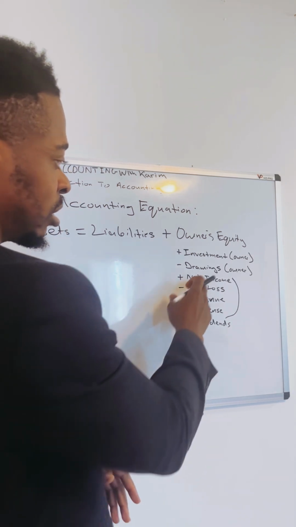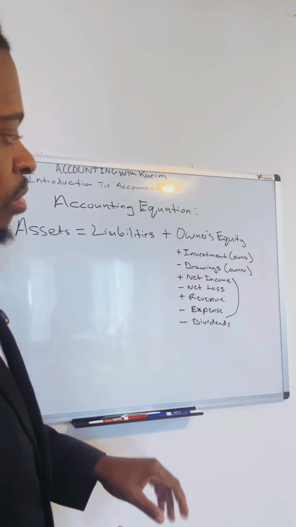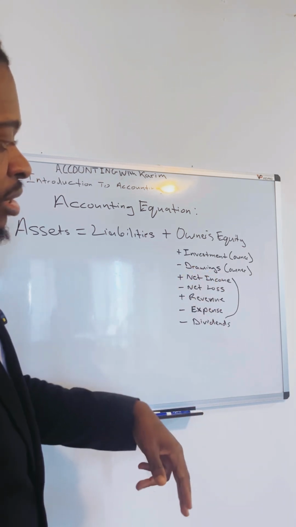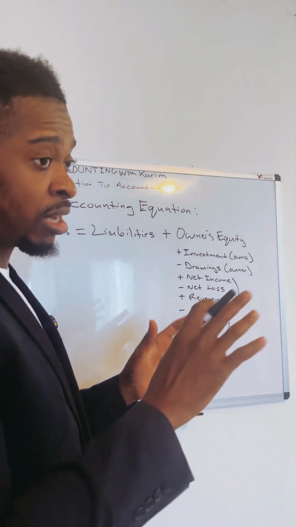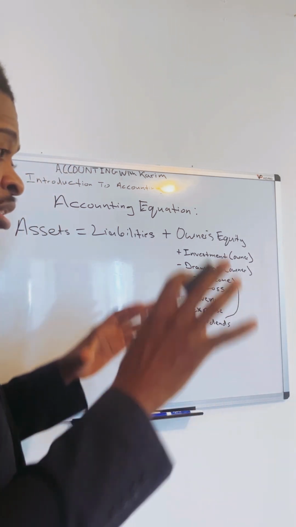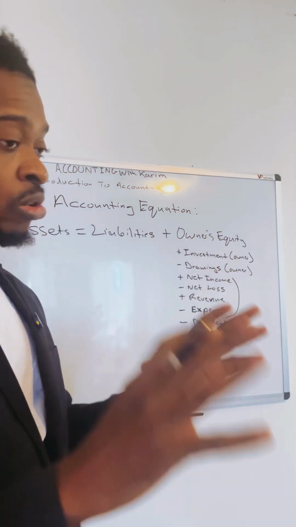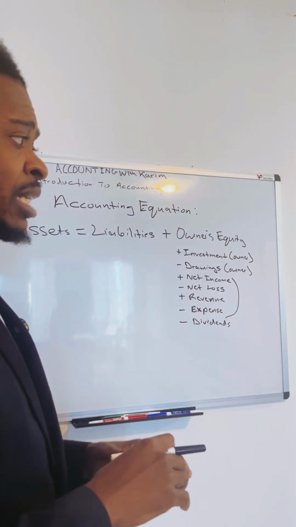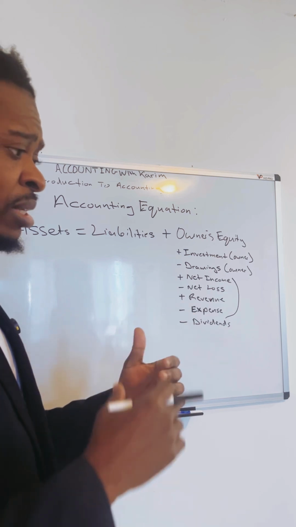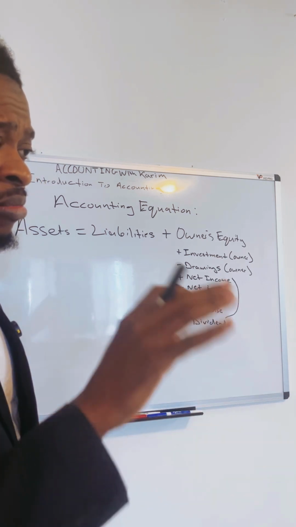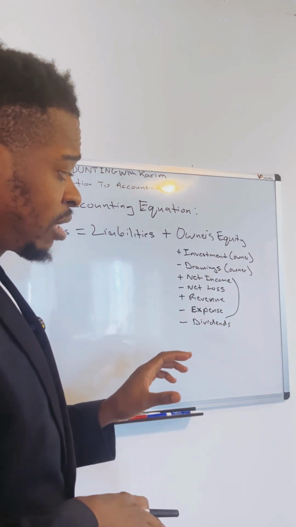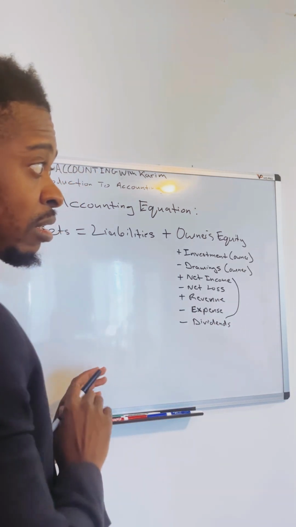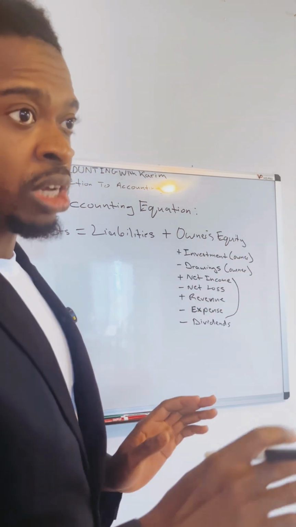And so these 4 components here: net income, net loss, revenue, and expense. These are all components of the income statement. So the income statement is directly connected to owner's equity, right? So we know we have the income statement. We have revenue minus expenses equal net income or net loss. And so if we have a net income, this will close into owner's equity, right?